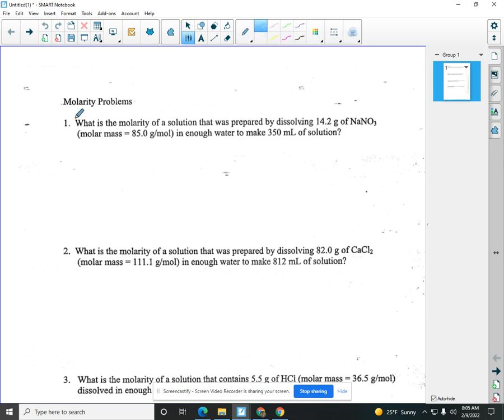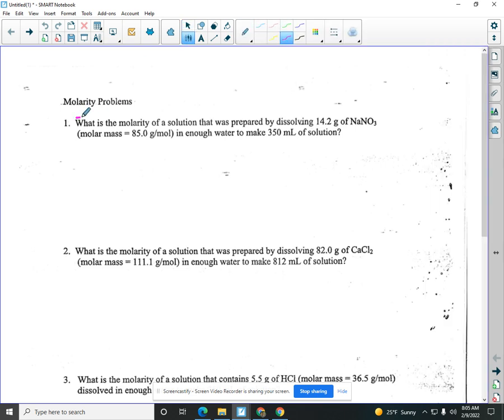On this one, it says, what is the molarity? So that is a big clue. As soon as I see the word molarity, I'm going to write my molarity formula down. Molarity equals moles over liters. If we're doing the molarity formula, we need to have molarity, moles, and liters. They are looking for molarity, so put a box around that. That's going to become my X.